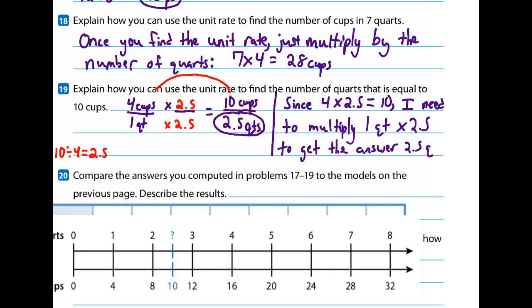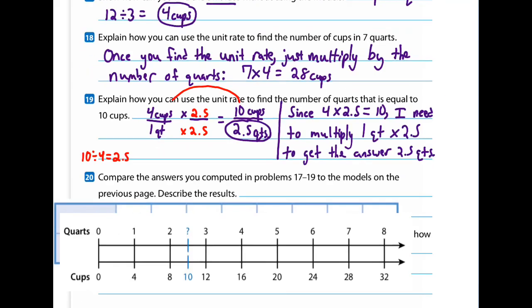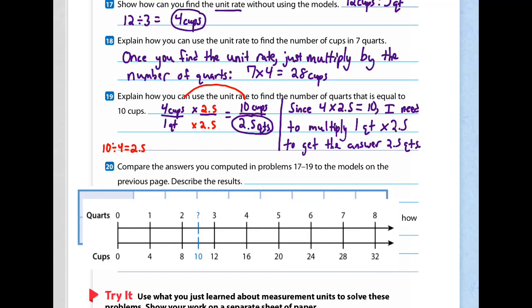2.5 quarts. Now remember, that's just what I did here. Once I figured out, since 4 times 2.5 is 10, 1 times 2.5 is 2.5 quarts. So I showed my work and I have my explanation. It didn't say to show your work, so if you didn't show it, that's fine. But you need to somehow explain how you can get 2.5 quarts using the unit rate, even if yours is different from mine. Remember, you can pause at any time to make corrections.